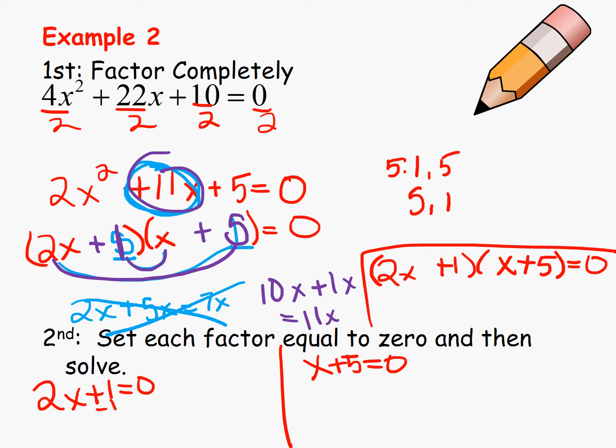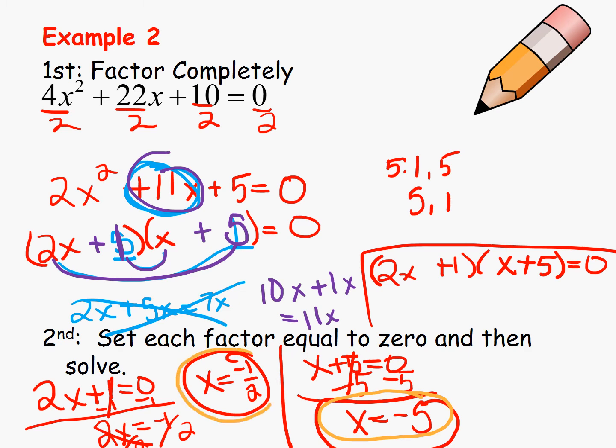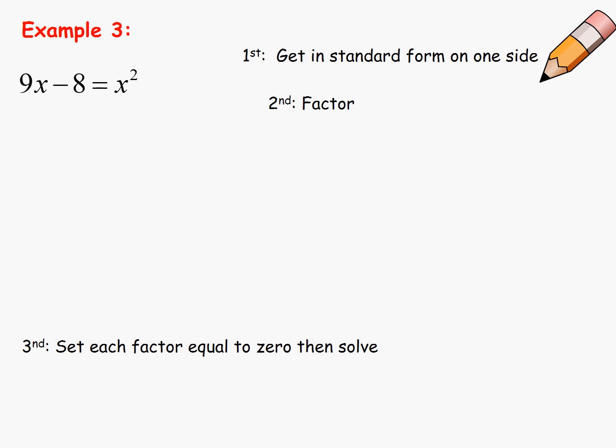So now we have to solve for x. So subtract 1 to get x alone. We're left with 2x is equal to a negative 1. Divide by 2. So we get x is equal to a negative 1/2. And we need to solve for the other one. So subtract 5 from both sides. And we get x is equal to a negative 5. So my two final answers are x is equal to a negative 5 and x is equal to a negative 1/2.